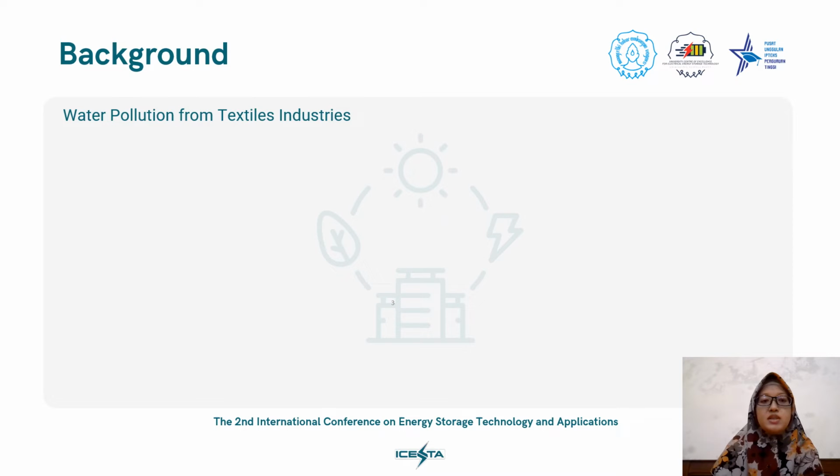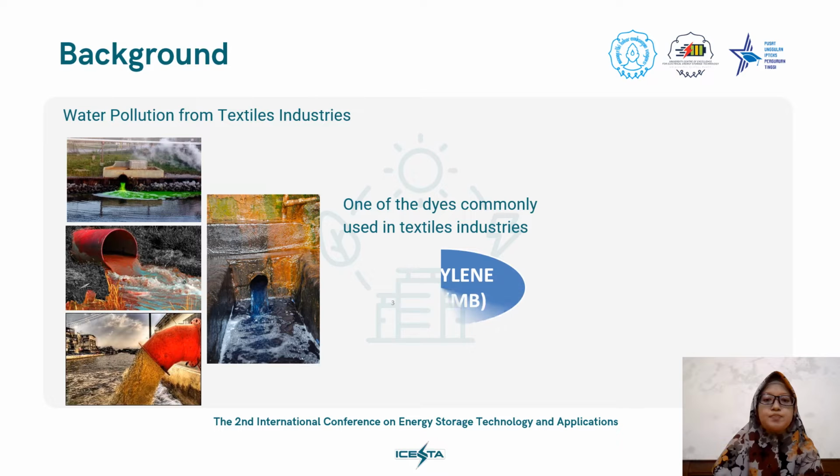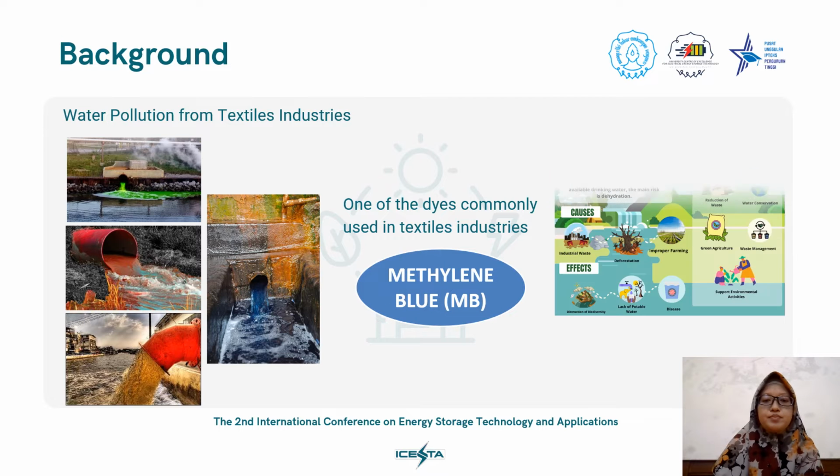We all know that Indonesia has a great number of textile industries. And nowadays, not only Indonesia, but the world is facing many environmental issues, one of which is water pollution. One of the sources of water pollution is dye wash from the textile industries. And one of the dyes that is commonly used in the industry is methylene blue, or MB.